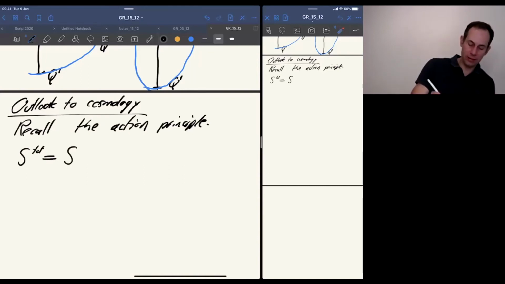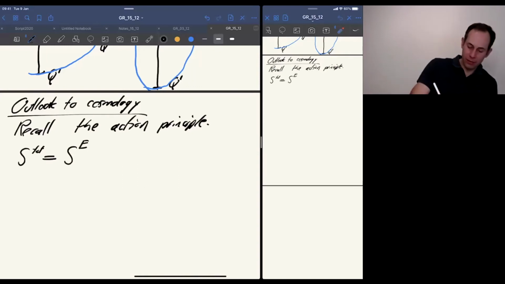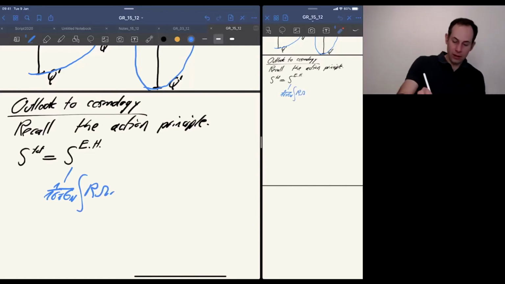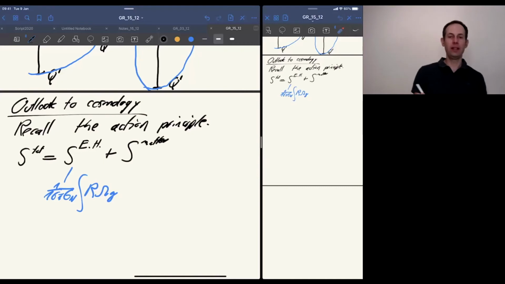So we said the total action of a system, which is now the whole universe, is given by the Einstein-Hilbert action, which is this: 1/16π G Newton, and then the integral over the Ricci scalar times the volume form, and then plus some matter action, and this really depends on the matter. I will not write it down, but I gave you the example of the electromagnetic field. But now we can add something else.